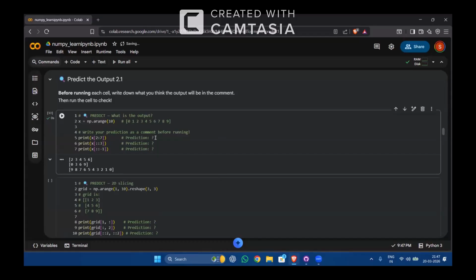2:7. What is that? Starting from the second index till the sixth index. So 2, 3, 4, 5, 6. Then x of :3. What does that mean? :3.